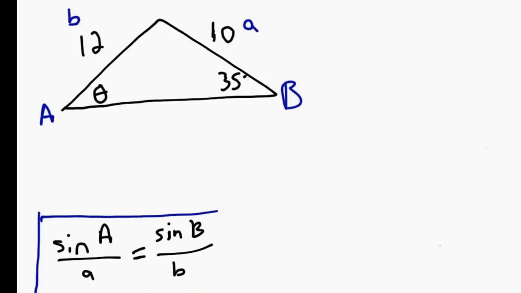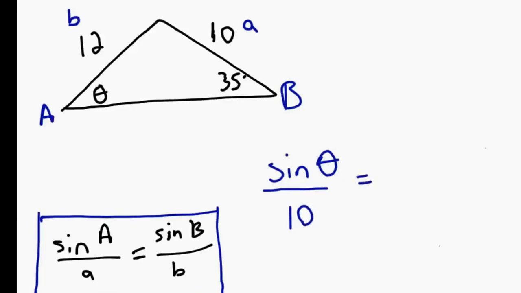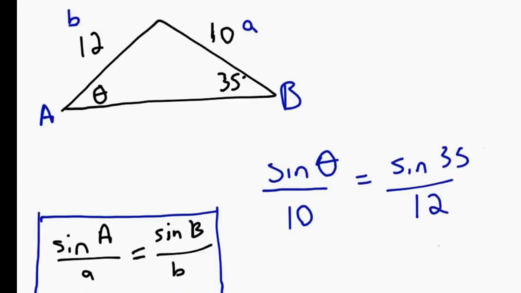So there's the formula we're going to use for the sine law, and you'll see we get the exact same thing we just did. We'd have sine of angle A, which is the theta, divided by side A, which is 10, and that's going to equal sine of B, so sine of 35, divided by side B, which would be 12. That's how we're going to use the sine law to solve this question.